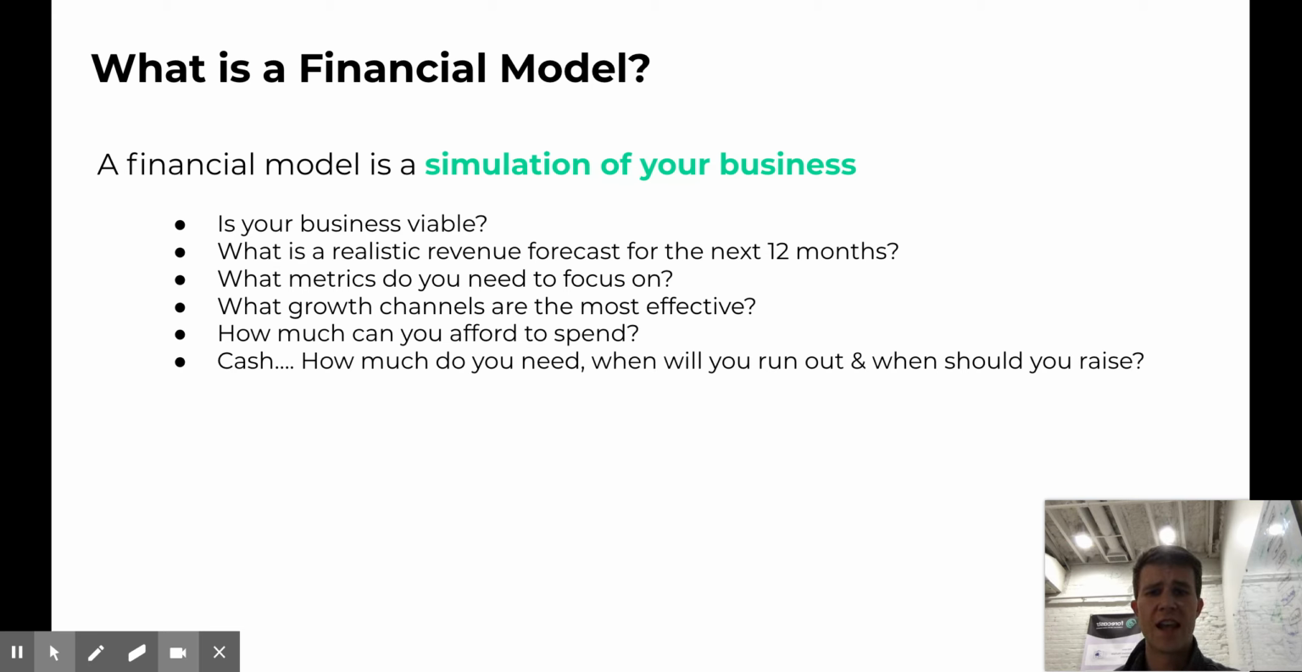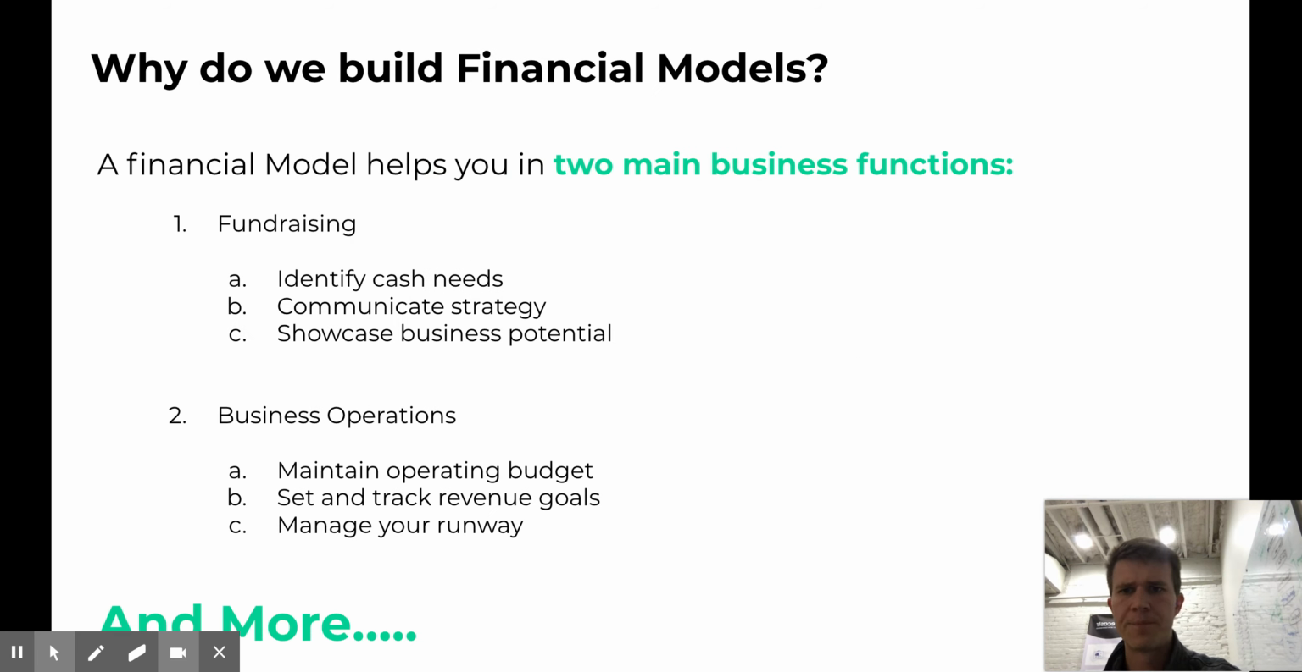And how much money can you afford to spend? Can you afford to hire that additional employee? Can you afford to take on a new accountant? Can you afford to upgrade your rent? These are all questions that could be answered in the context of a financial model. And of course, the last one is cash. I mean, cash is king in a business, and cash is like air to a company. How much money do you need? I mean, if you're going out for a raise, you need to understand how much money that you need to raise and when you're going to run out of money.